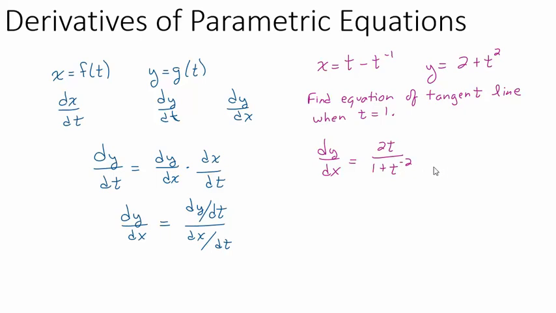All right, so if I want to find the equation of the tangent line when t equals 1, I'm going to need to know the slope, and I'm going to need to know the point of tangency, right? I need to know the slope of the tangent line at t equals 1, and that point of tangency. So here's my equation for the slope. So at t equals 1, dy/dx is going to equal 2 times 1 over 1 plus 1, which is 2 over 2, which is 1. All right, little coincidence there.